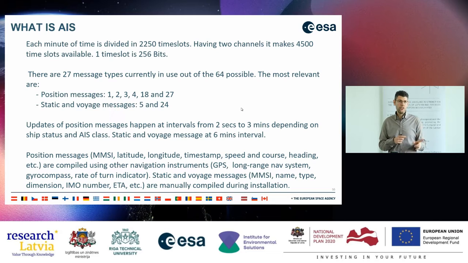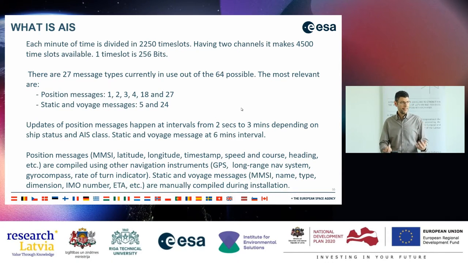So the position message, it identifies the ship via the so-called MMSI. Then you have the latitude, you have the longitude, you have timestamp, you have the speed over ground, and course, heading. And of course, this information is given to the AIS transponder by the other ship's instruments, like from the GPS, from the gyroscope, and so on.